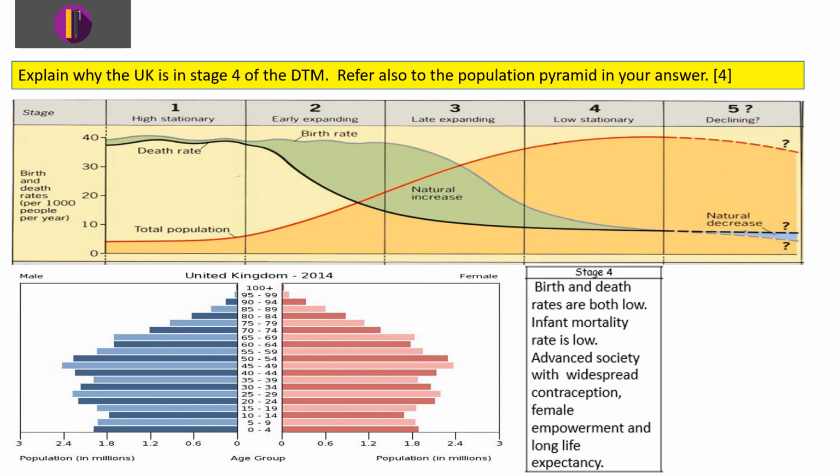So to help you out, I've given you the demographic transition model. I've also given you a summary of what stage 4 means. So birth and death rates are both low. Infant mortality is low. AC countries are stage 4, meaning it's an advanced society with widespread contraception, female empowerment and a long life expectancy. Pause the presentation for a few minutes whilst you complete your answer.